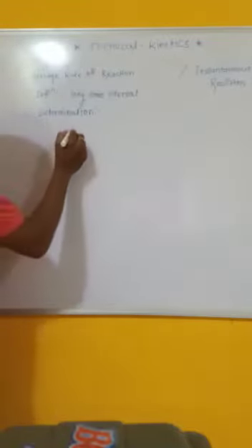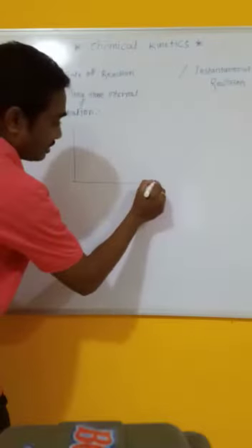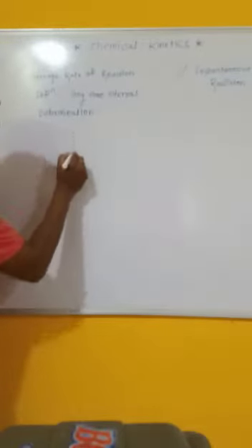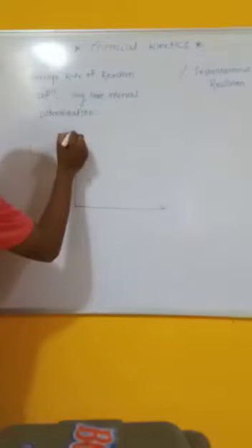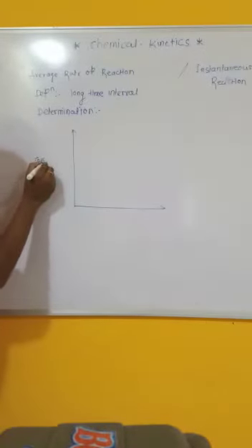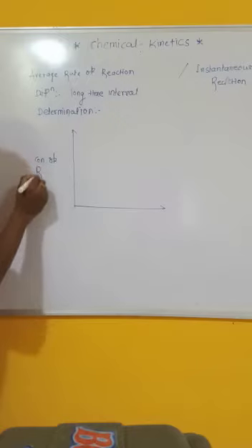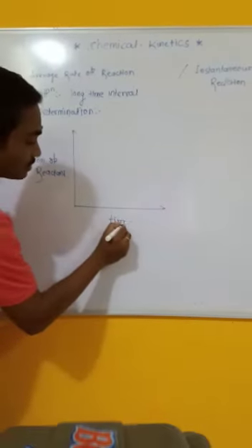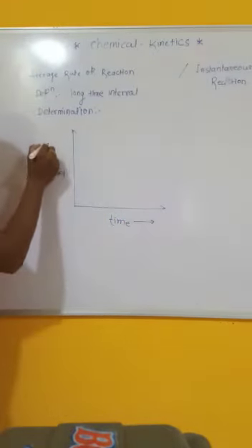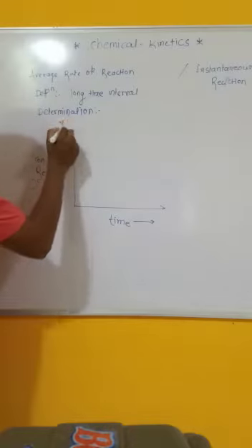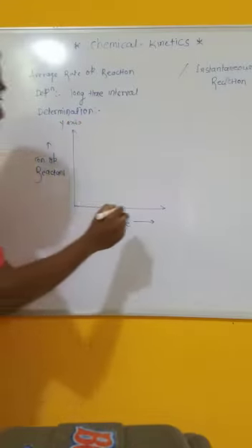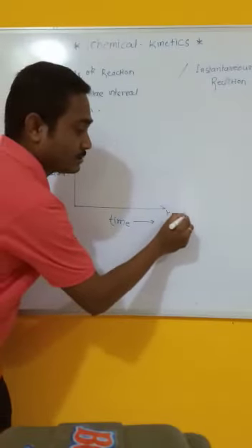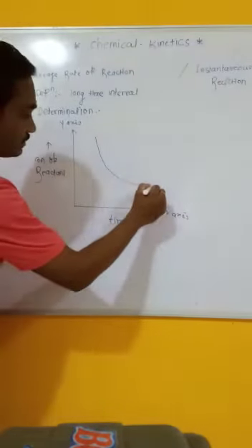The average rate of reaction can be calculated graphically if we plot a graph between the concentration of a reactant and time. Concentration of a reactant is plotted along the y-axis and time is plotted along the x-axis.